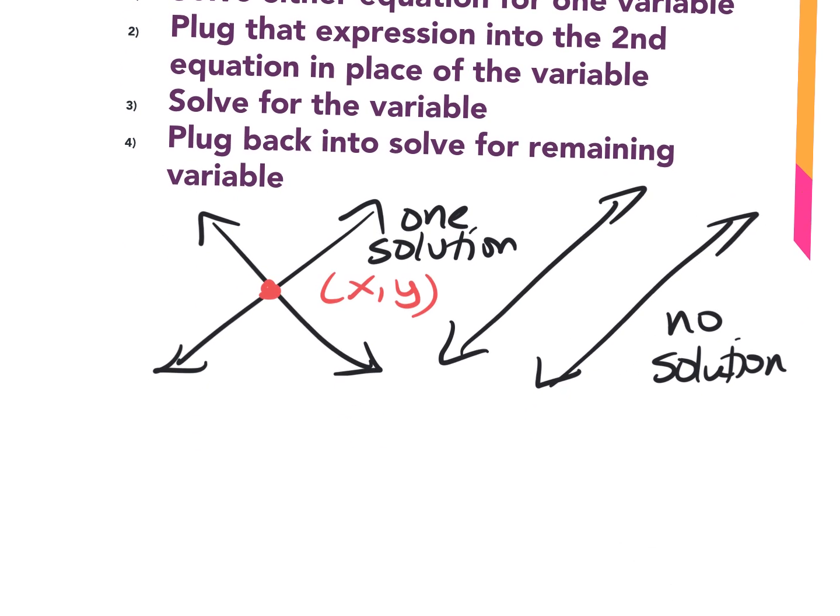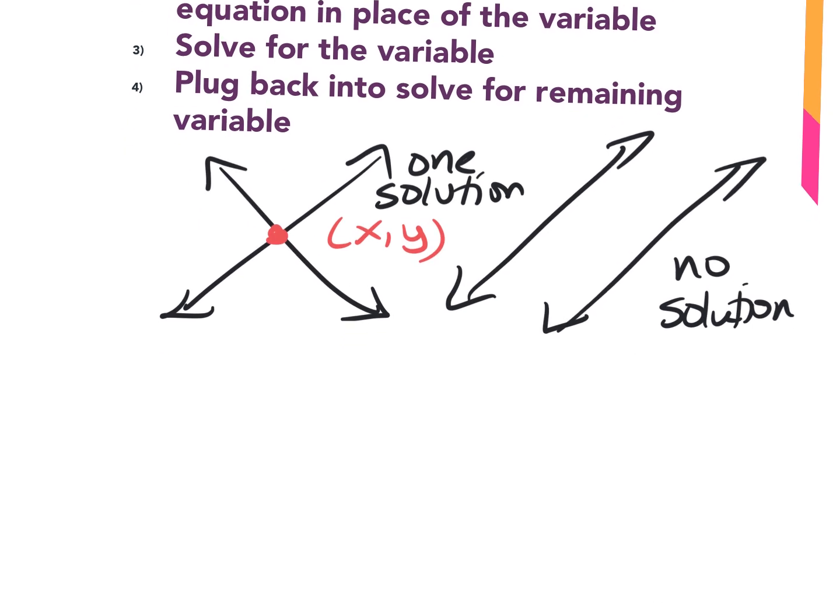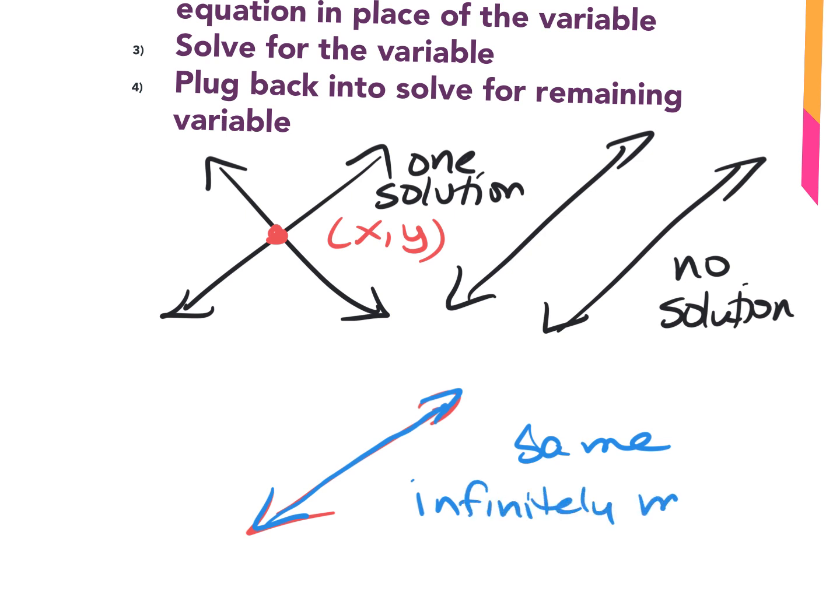Or once you rearrange them into y equals mx plus b form and graph them, let's say the first graph was this line, and then the second graph, let's say it turns into the identical line. When it's the same line or same equation, this is the scenario of infinitely many solutions because it's exactly the same line.